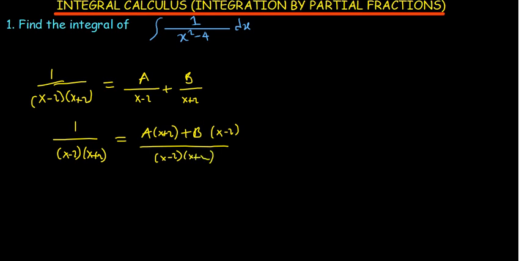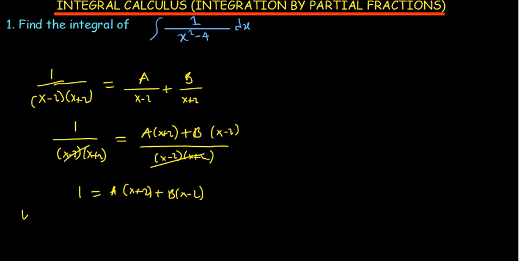Now we can see the denominators are the same, therefore the numerators are supposed to be the same also. So that is going to give us what? 1 is equal to A, x plus 2, plus B, x minus 2.